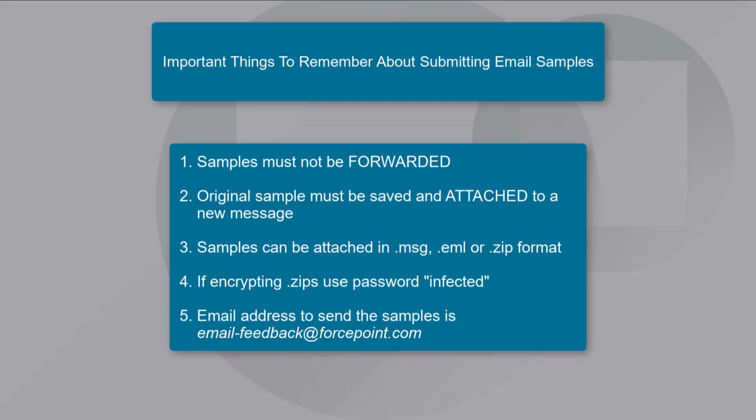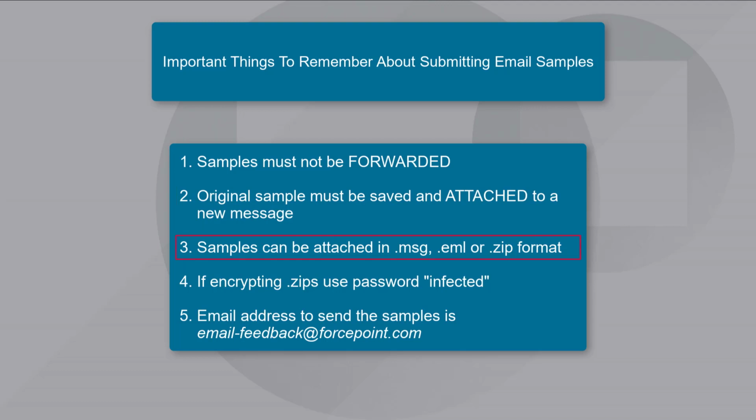A few important things to remember about how to submit the samples. Samples must not be forwarded. The original sample must be saved and attached to a new message. The reason is that when we forward a message, the original message headers are lost. These headers have very important information about the message and are required to perform message analysis. Therefore, saving the message and attaching it is the right method to send the samples.